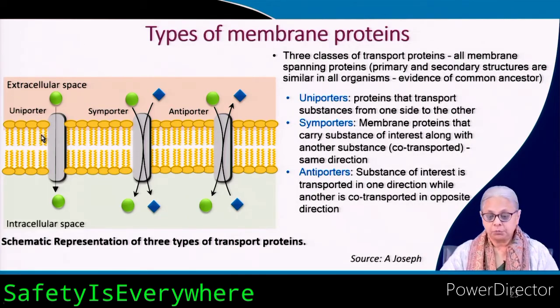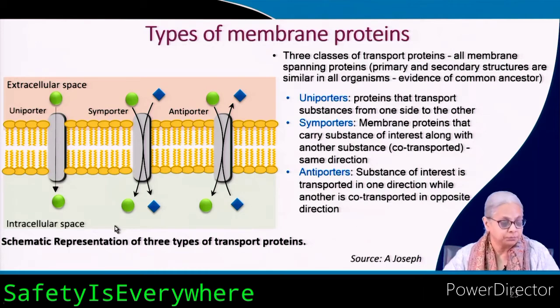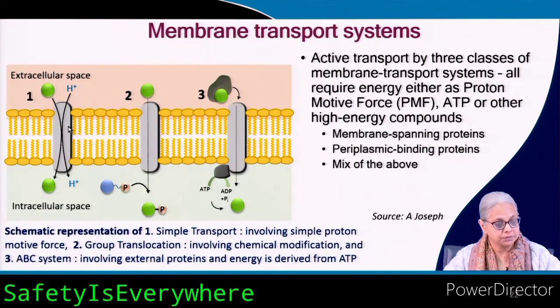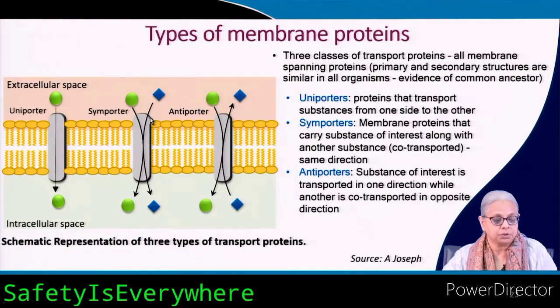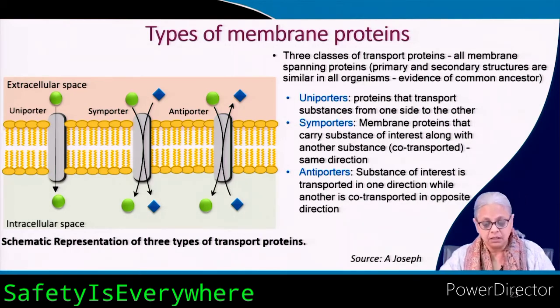So let's take a look at uniporters. Uniporters are proteins that transport substances from one side to another. So simple transport is mediated by the uniporter protein. Then you have a symporter. What I just showed you over here is a symporter. The two substances are brought into the cell together. I'll show you examples of all of this. And finally, we have the antiporter. Antiporter means one substance comes into the cell and another substance has to be thrown out of the cell.